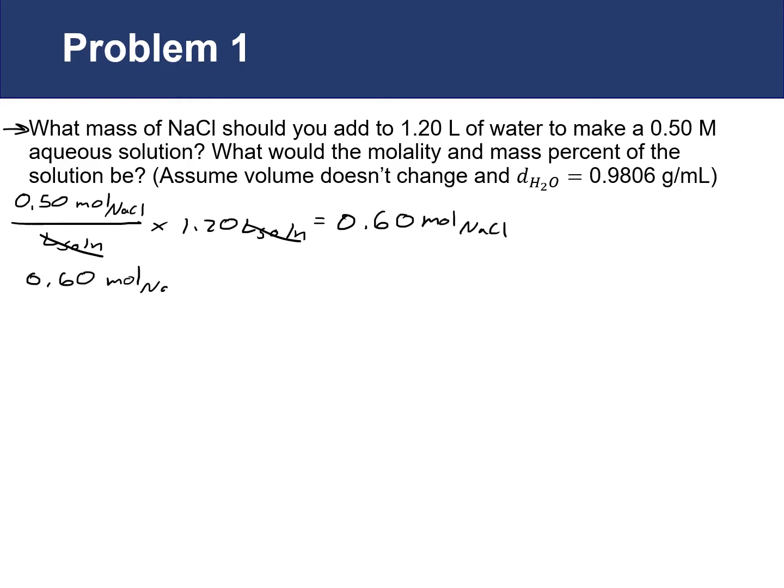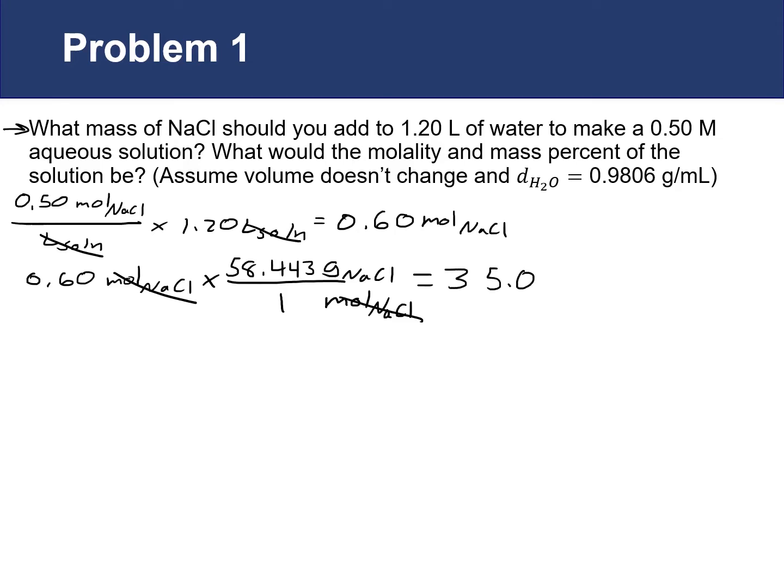We can then take our 0.60 moles of NaCl and multiply that by our molecular weight, putting grams on top. Grams of NaCl on top and moles of NaCl on bottom. 1 mole of sodium chloride is 58.443 grams. Moles of sodium chloride cancel out. This gives us grams of sodium chloride. Plugging this into your calculator, you'll get 35.0658 grams of sodium chloride.